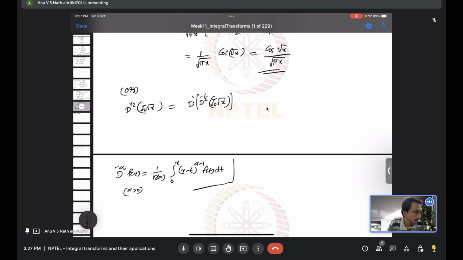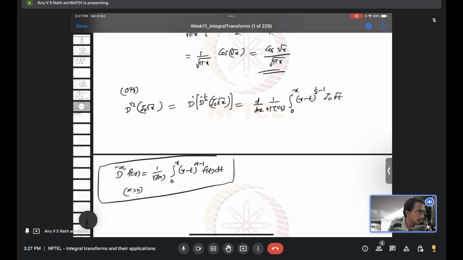So first d will be just d by dx. The second d, using this formula, we can write it as 1 by gamma of half, then integral 0 to x, x minus t the whole raised to half minus 1, the function j0 root t, then dt. Since we know gamma of half is a constant and is root pi, we will take it outside. Then d by dx exists, and then 0 to x, j0 root t divided by root of x minus t, dt. So this is one way of doing it.